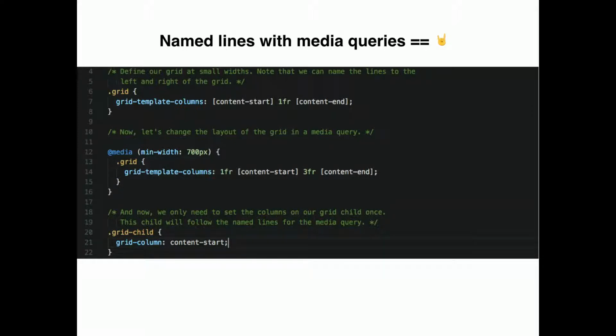So at this point, I have my media query, and I set the parent grid item so my content start is after, not at the very beginning, but after the first column. And then I have my content end still at the very end, right? So you can see right here, the content start is after the first column, and right here, the content starts all the way on the left. And then on my grid child, I just do grid column content start. And so what this does is this is the same as this right here.